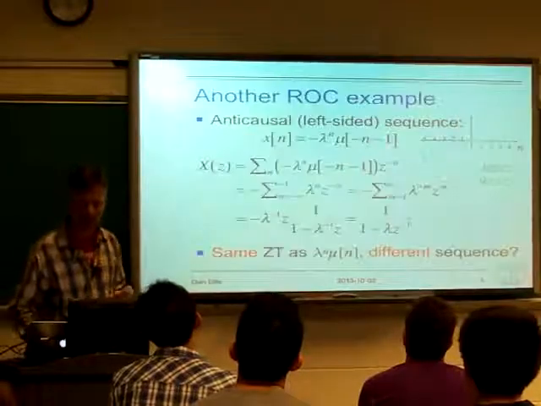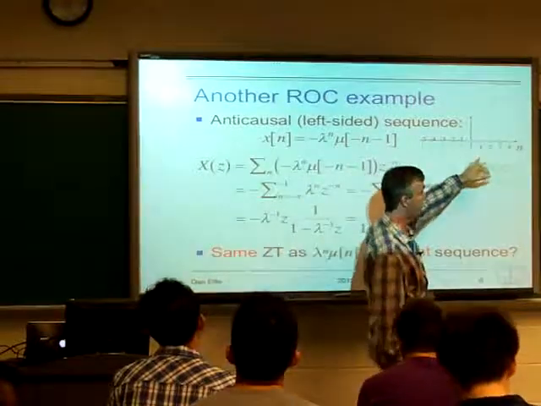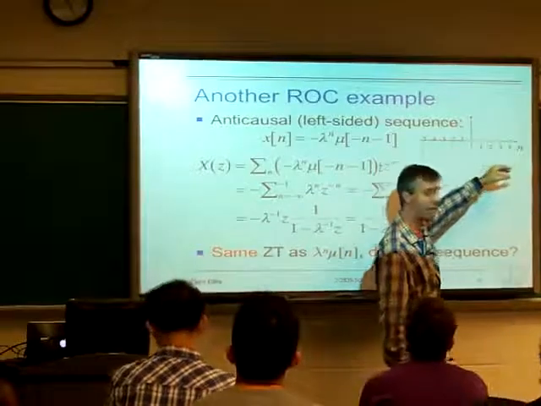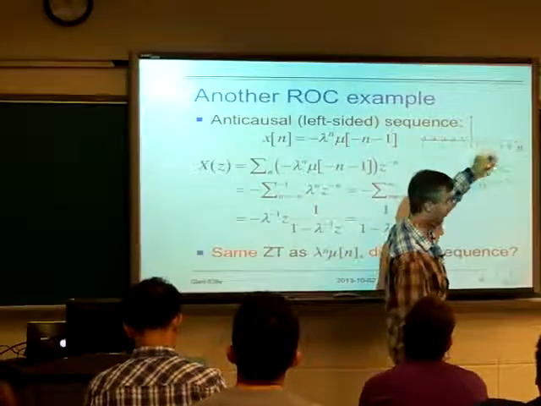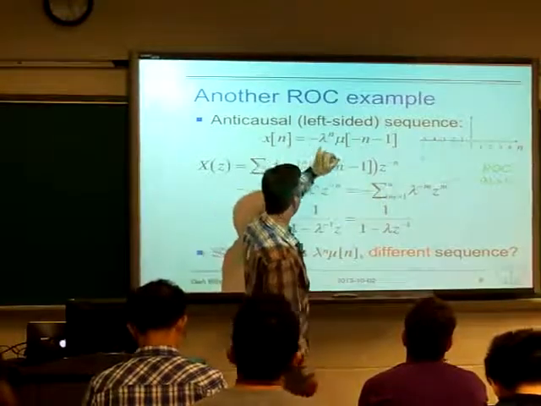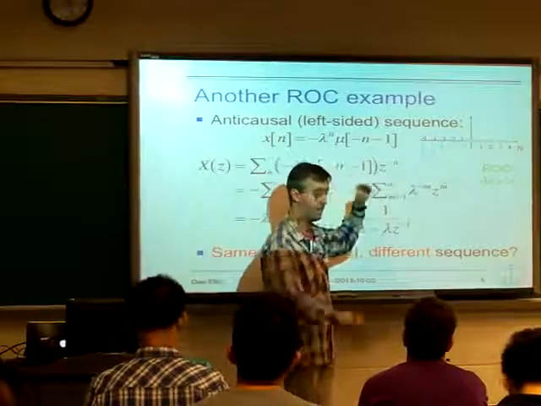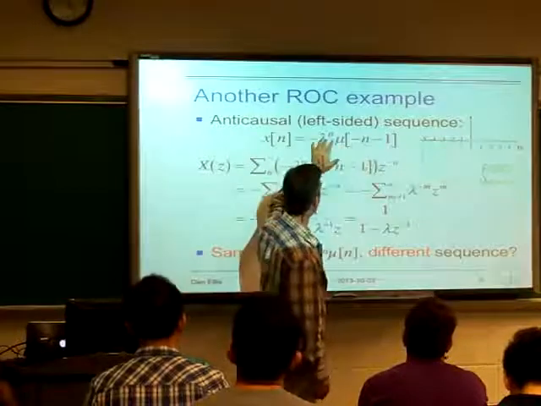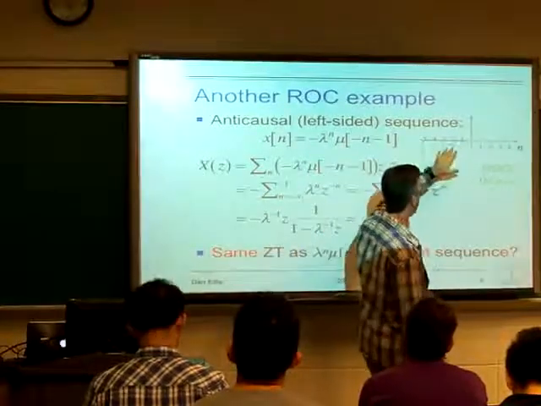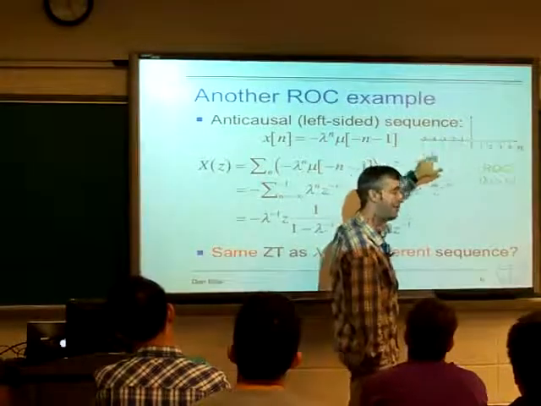So here's the trick we play. Here's a different sequence, a left-sided sequence, so it's 0 for all values of n greater than some number, which is 0 in this case, and it's non-zero for negative values. So we define mu of minus n minus 1 as this left-sided step function, and then it's minus lambda to the n times that. Here's my lambda to the n for negative n.